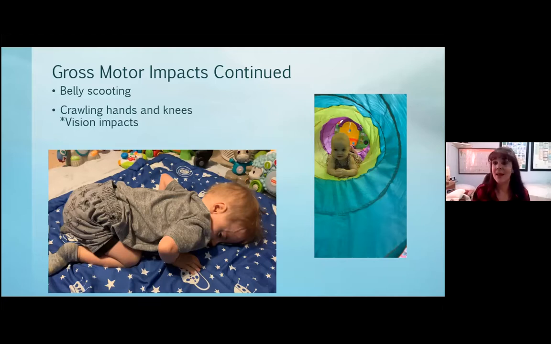Now, some kids may not ever get there, right? But this is how our vision develops, our eye-hand coordination develops. So if I'm belly scooting, right, and I'm moving arms and legs and eyes together, I'm starting to develop that eye-hand coordination. And what is that eye-hand coordination important for? It's important for reading. It's important for writing, right? All those upper level skills.